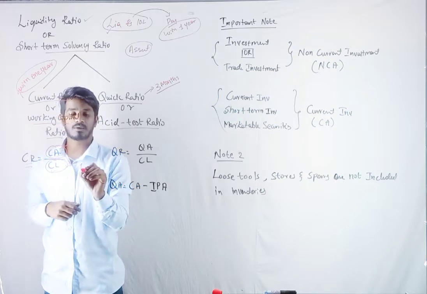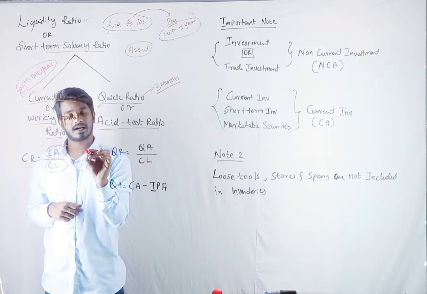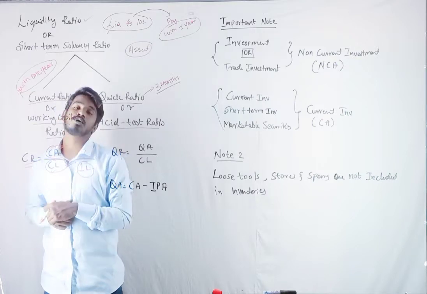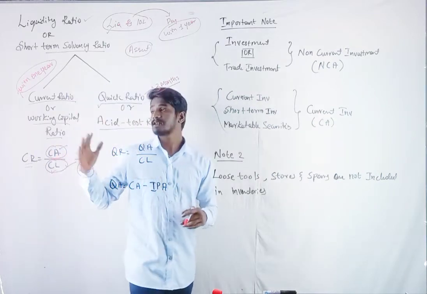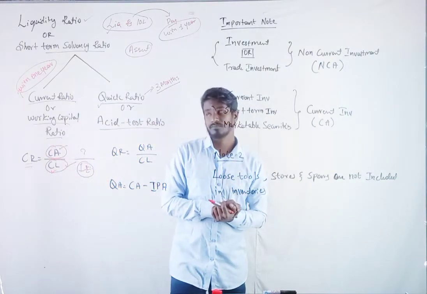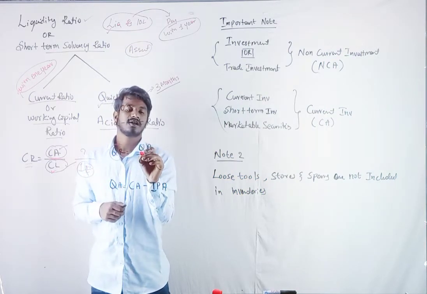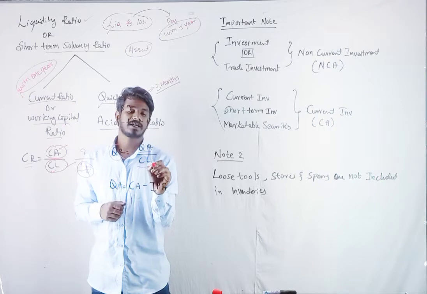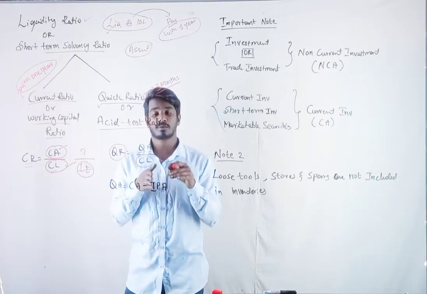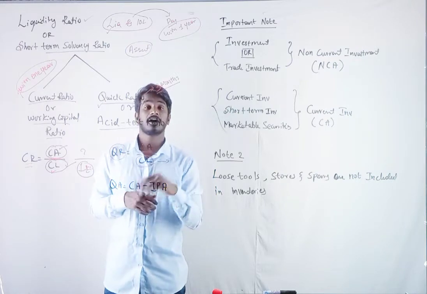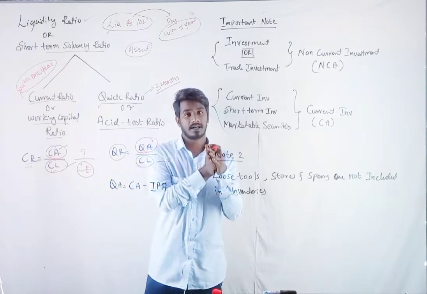If I have 1 rupee of liability, how much asset do I have to pay this 1 rupee liability? This is the current ratio. What do you mean by quick ratio? Quick ratio is quick asset divided by current liability. Whatever my current liability is, within 3 months I should pay that liability, so how much quick asset do I have?